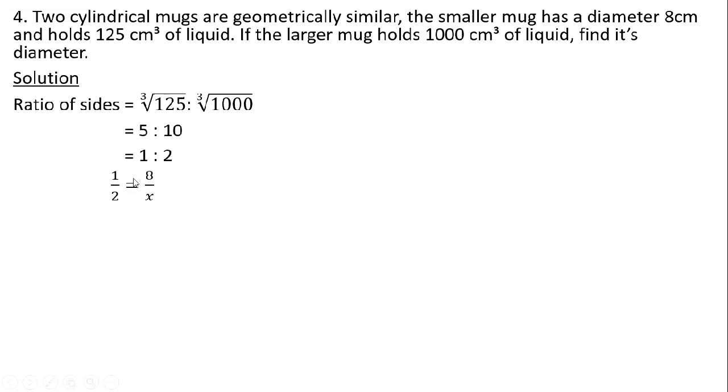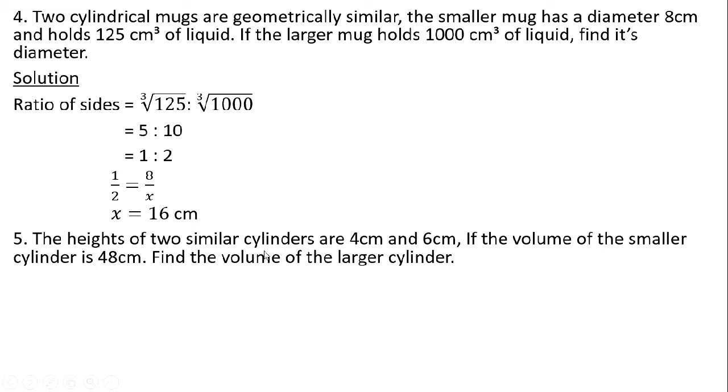From there, we can say 1 to 2 is equal to 8 to x, cross multiply. 1 times x will give you x, 2 times 8 will give you 16. So x is equal to 16 centimeters.